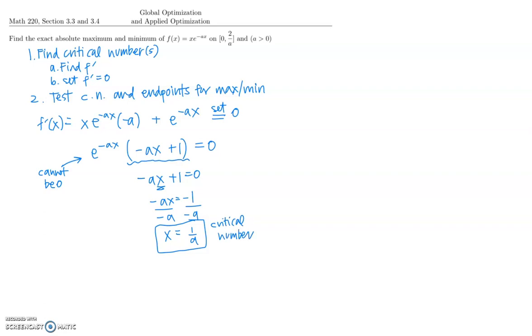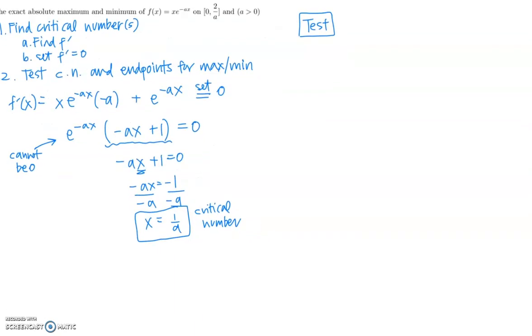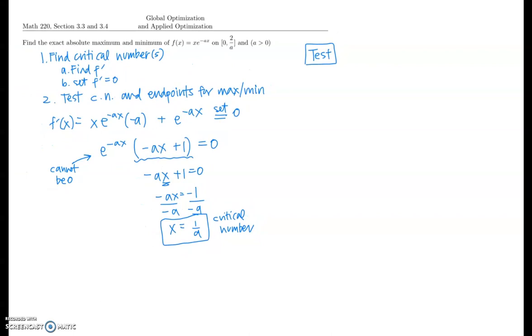So we just need to test our critical numbers and our endpoints to find out where the largest value of the function is happening and where the smallest is. And let's see, so x equals 1 over a is our critical number, and x equals 0 and x equals 2 over a are endpoints. f of 0 is pretty easy to find out, that's 0. Okay, x equals 1 over a.